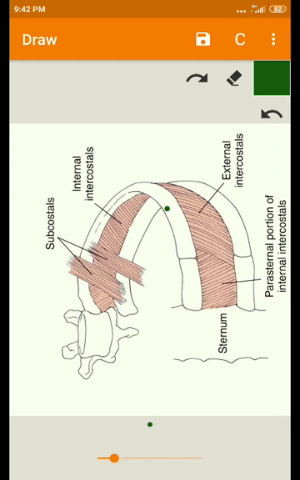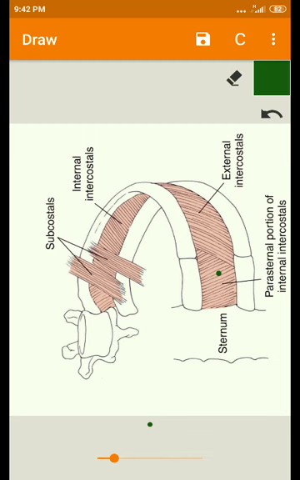Okay, the internal intercostal muscles lie deep to the external intercostal muscles. This is the external intercostal muscle and this one is the internal intercostal muscle. Now we will see the internal intercostalis. This internal intercostalis muscle lies deep to the external intercostalis, with fibers that run downwards and posteriorly.